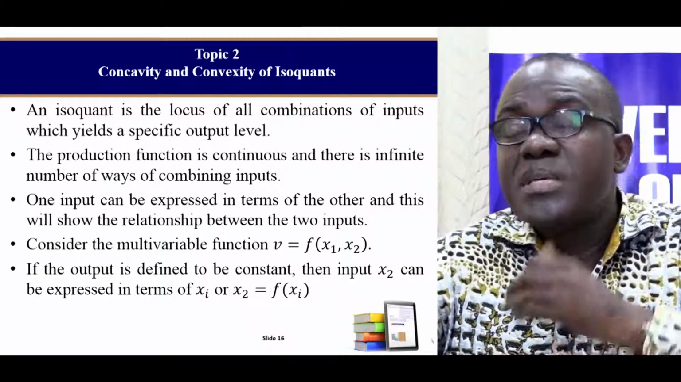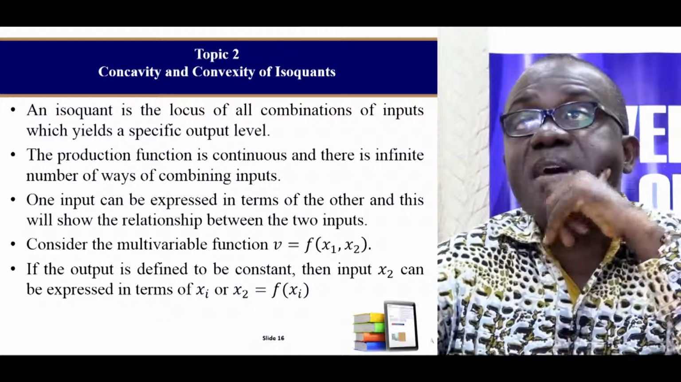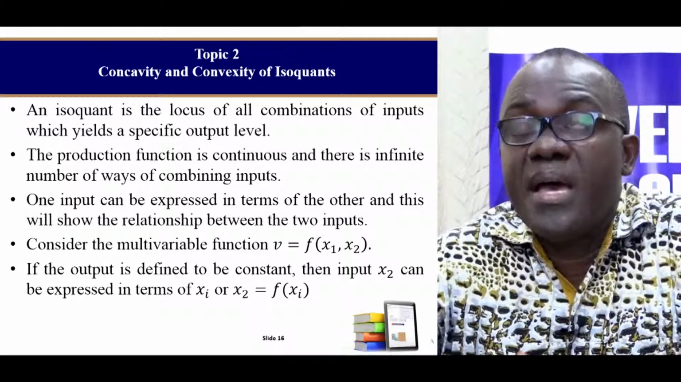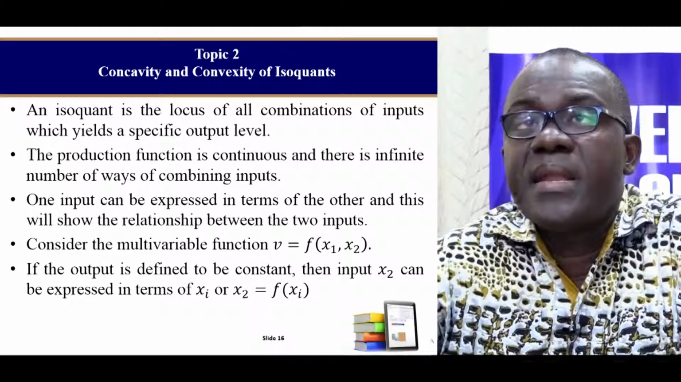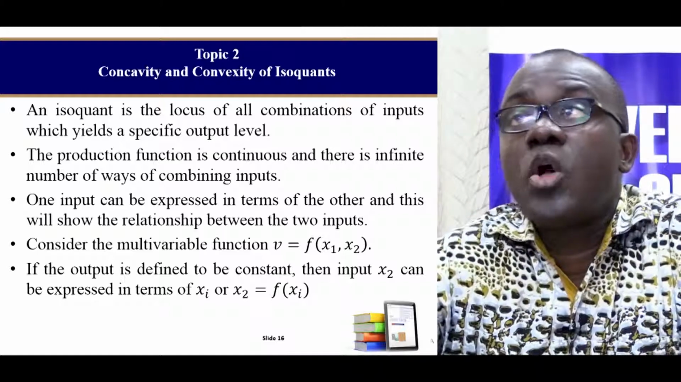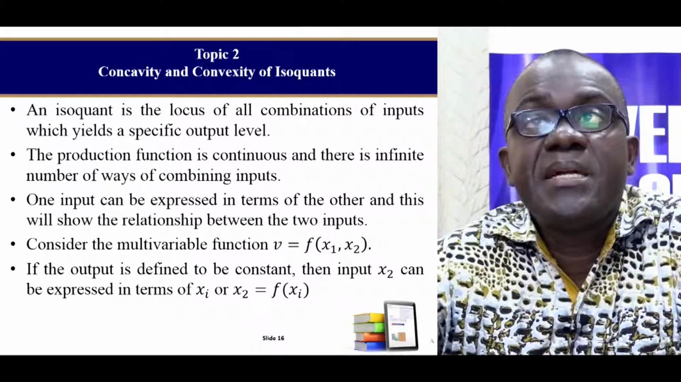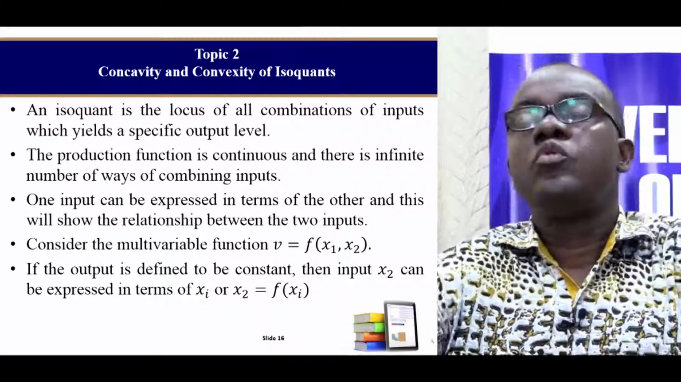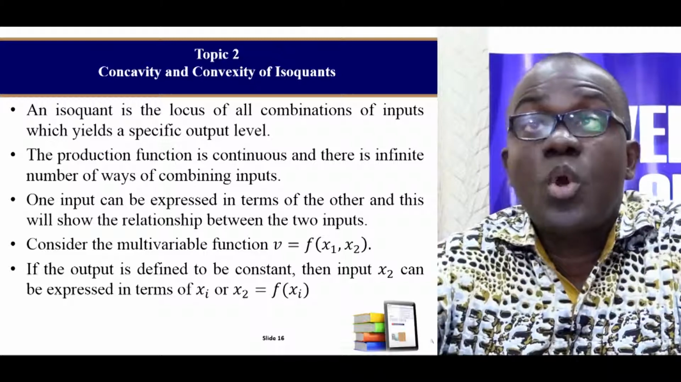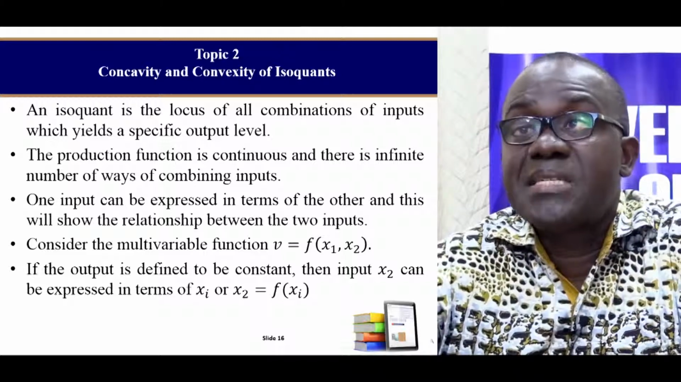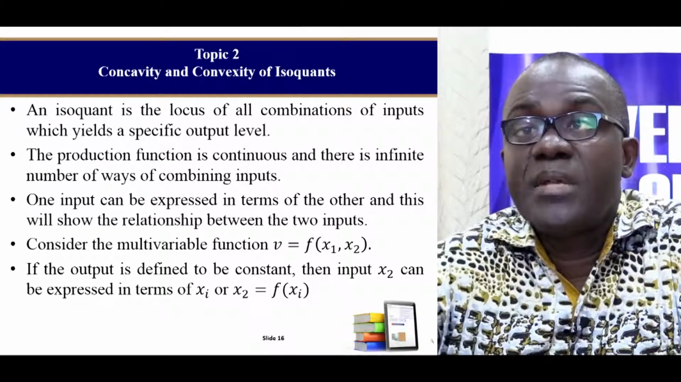Now, one important thing that we need to do is investigate the concavity or the convexity of an isoquant. Recall that an isoquant is the locus of all combinations of inputs that yields a specific level of output. So what it means is that if you assume your output level to be constant, how would you value your inputs to be able to achieve that same level of output that you want?